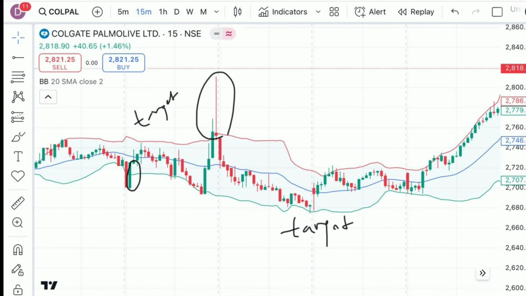Next, the fourth candle pattern is the pin bar. If we get a bearish pin bar at the upper band, then we have to go for the PE side. At the lower band, if we get a bullish pin bar, then we have to go for the CE side. These four candlestick patterns will make our trades more effective.